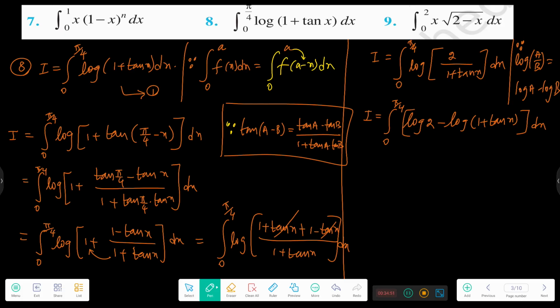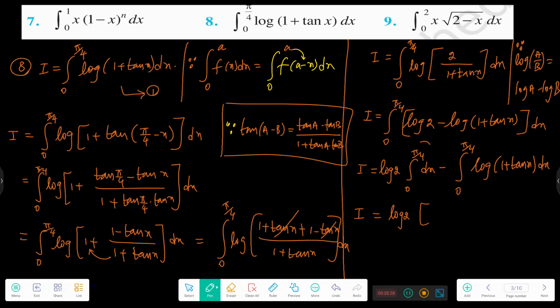Now, when you apply the integral separately, what am I getting? Log 2 is a constant, so log 2 let it be outside. Integral 0 to pi by 4 dx minus integral 0 to pi by 4 log of 1 plus tan x. So when you simplify, I is equal to log 2 and the integral of dx is just x, from 0 to pi by 4, minus this one I am taking as I1. This is answer number 2.